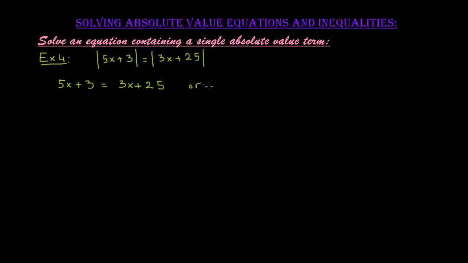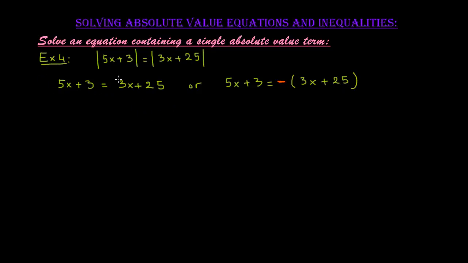Now, the second equation is 5x plus 3 equal to, as we know, we need a negative on the right side, but right now the right side is a binomial, so I need a parenthesis for 3x plus 25.